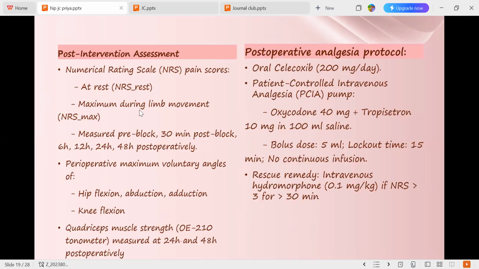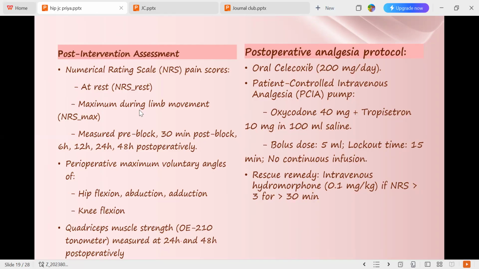So after this block, they are mainly assessing the NRS pain score, at rest and maximum during limb movements. They are measuring the NRS score pre-block, 30 minutes post-block, 6 hours, 12 hours, 24 hours, and 48 hours. And apart from the NRS pain score, they are also evaluating the maximum voluntary angle of hip flexion, abduction, adduction, and knee flexion, followed by the quadriceps muscle strength, which is measured at 24 hours and 48 hours post-operatively.